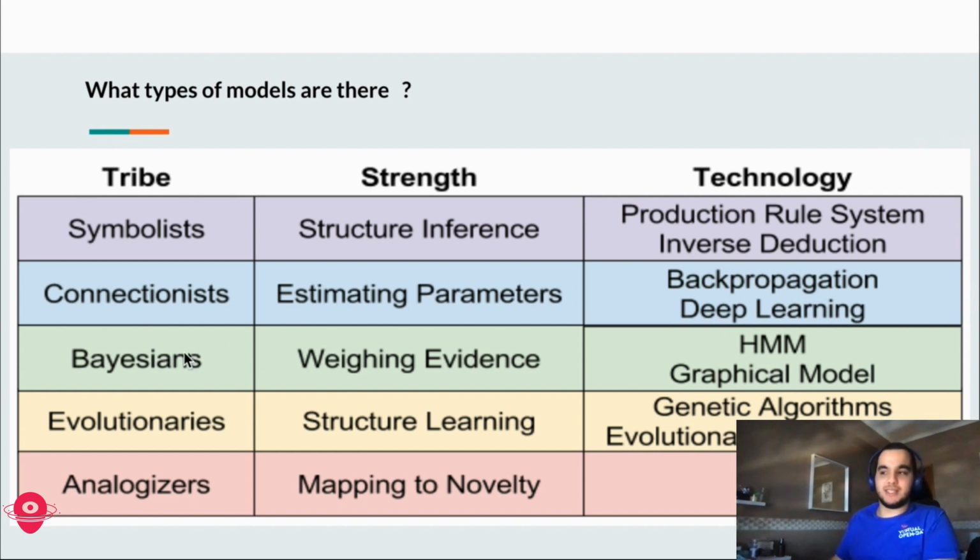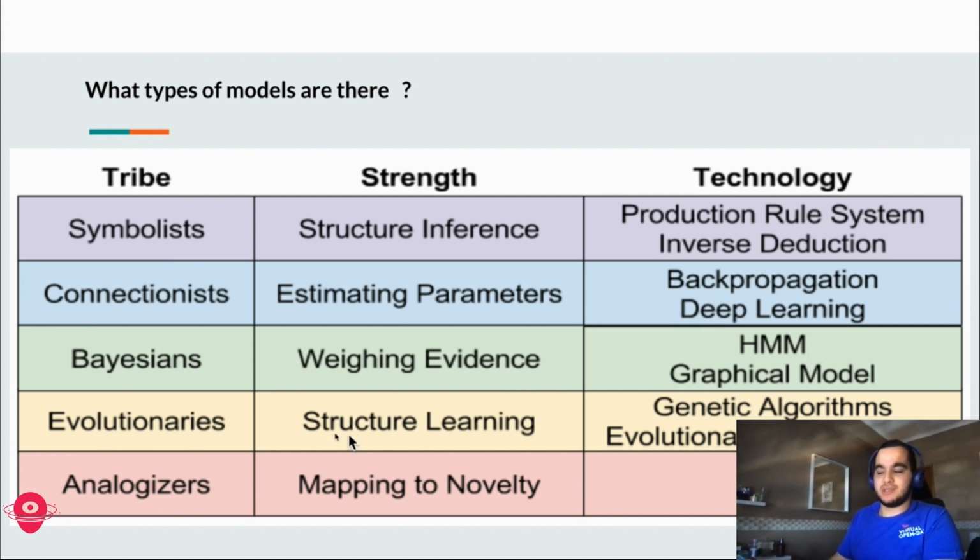We do have the Bayesians, and their strength is weighing evidence, or you can call it probabilistic inference. So instead of structured inference here, you're going to do probabilistic inference. You have different evidence, you give weights to each one of them, and that's how you eventually make your decision. Their technologies gave models like graphical models and hidden Markov chains, which are probabilistic models that can be used to model stochastic processes.